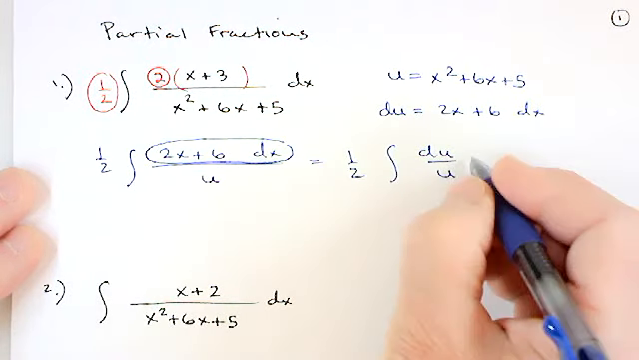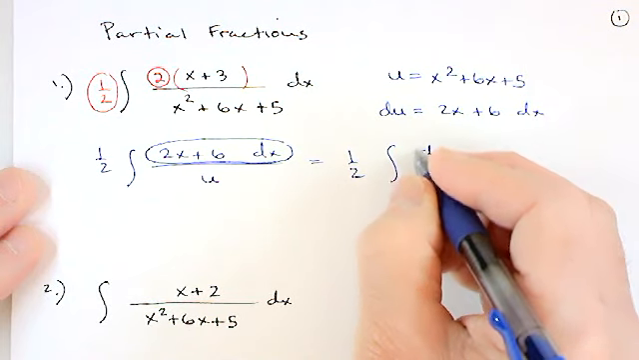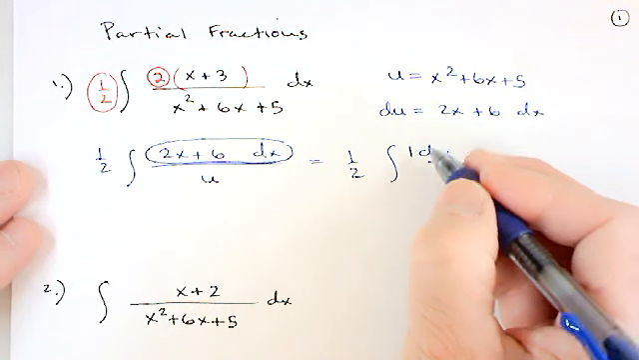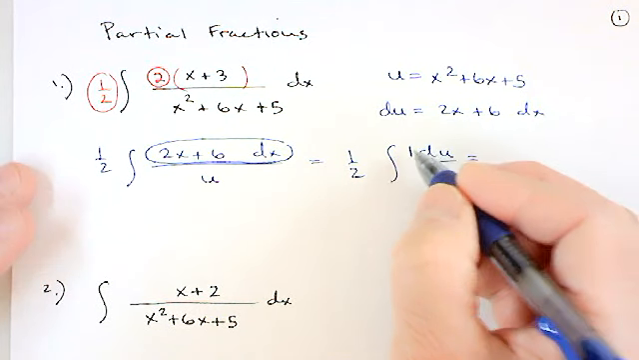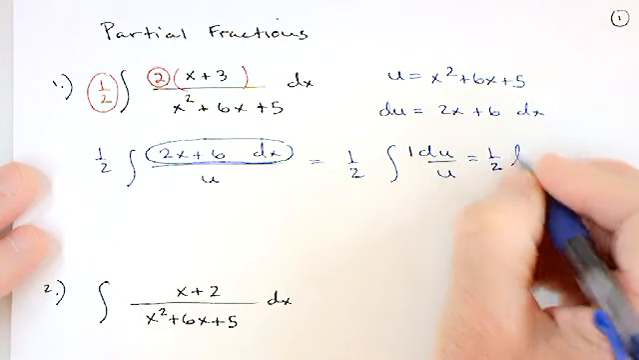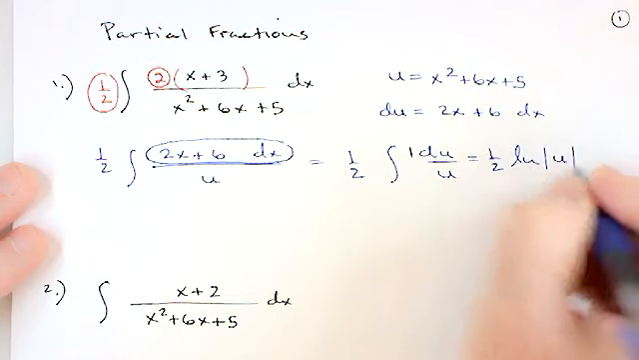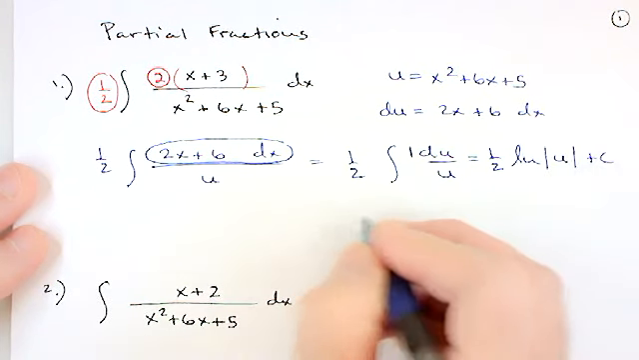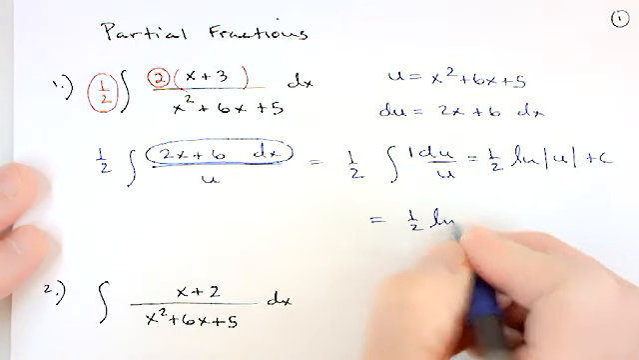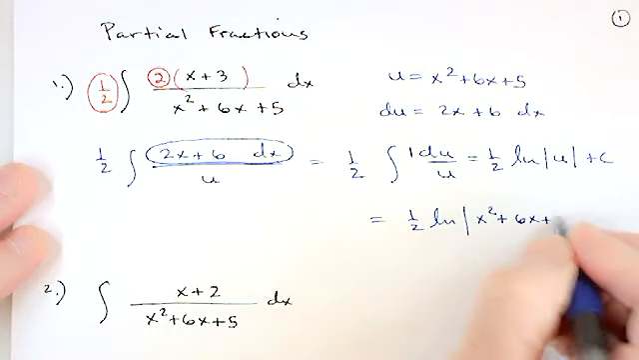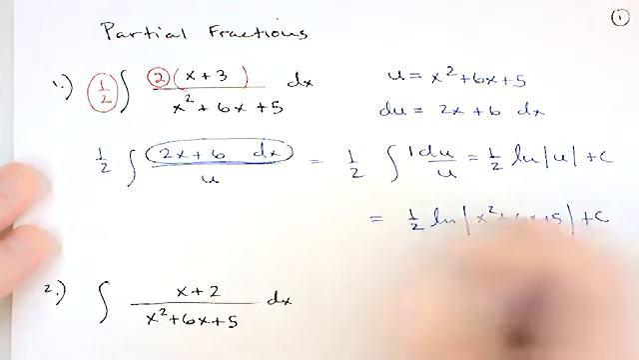Remember, the antiderivative of du over u, also known as 1 over u du, helps me sometimes to think about what function has a derivative of 1 over u times the derivative of u. It's the natural log function. So this would be 1/2 natural log absolute value of u plus c. And if I just replace back my u with x squared plus 6x plus 5, I'm done.